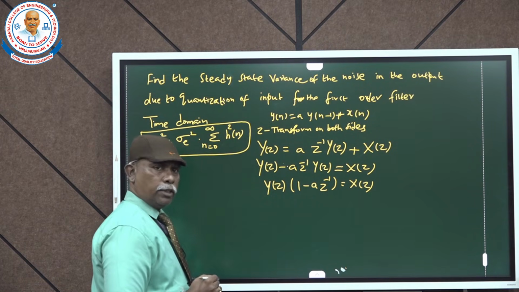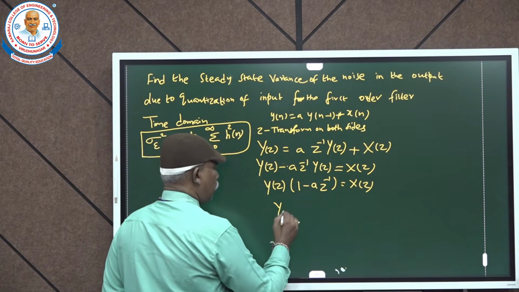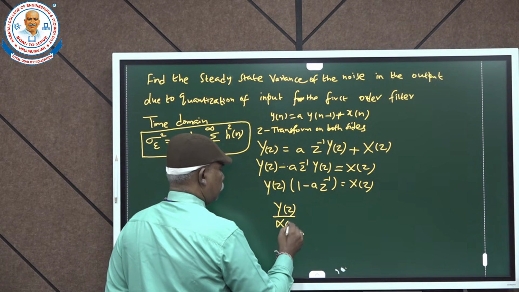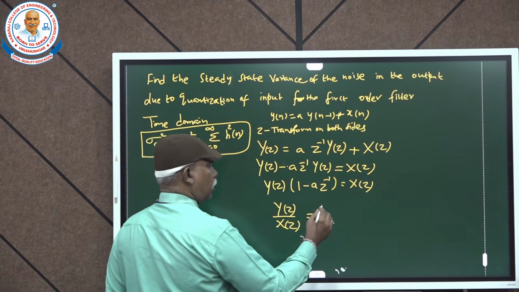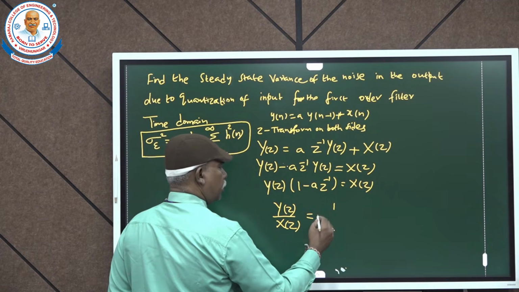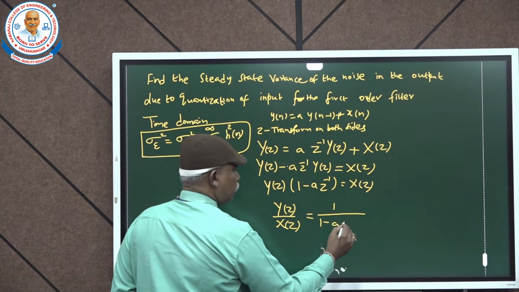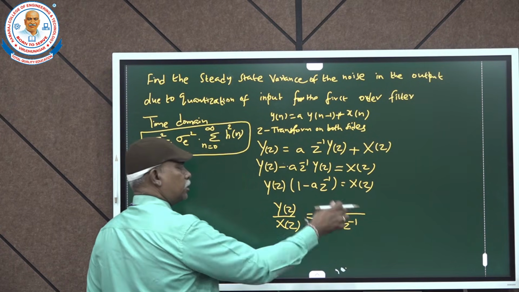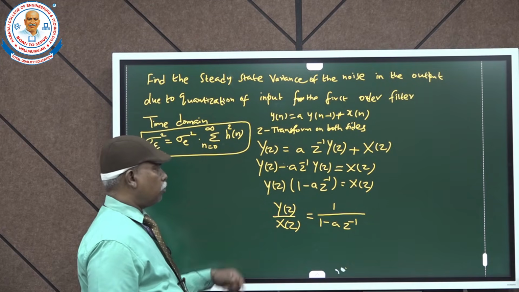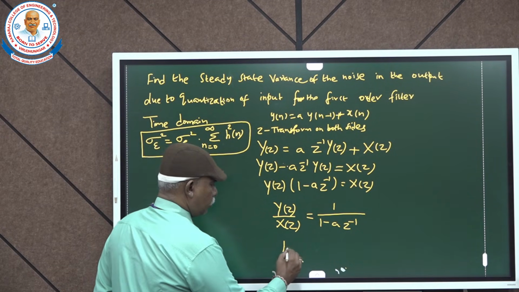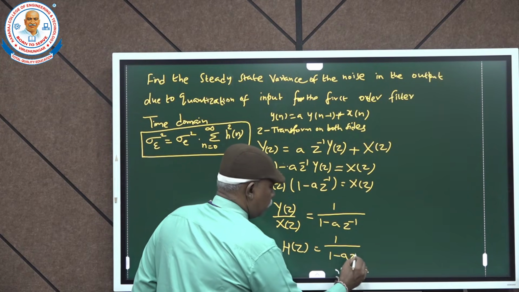Now I want to find out the transfer function. The transfer function is Y of Z divided by X of Z. Just do a cross multiplication. X of Z is coming in the denominator, so the remaining thing is 1, and the multiplication on that side goes to the other side in the form of a division. So Y of Z by X of Z is equal to 1 by 1 minus a Z inverse. It is called H of Z. H of Z is equal to 1 by 1 minus a Z inverse.